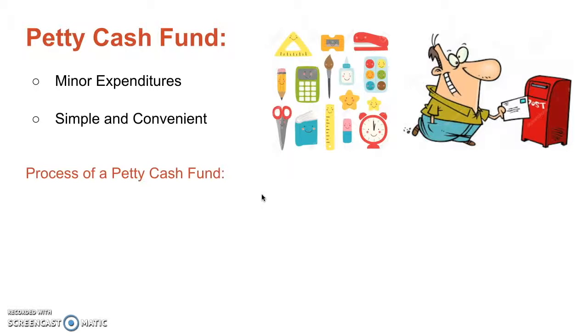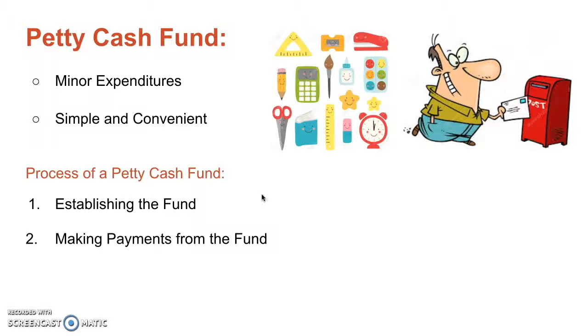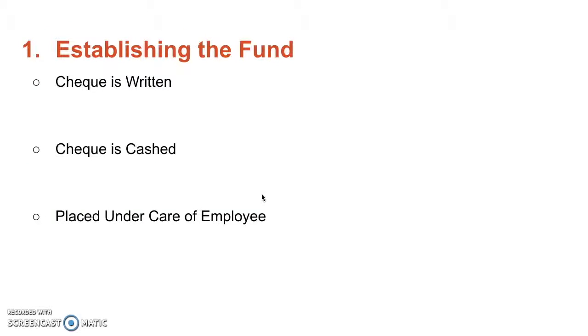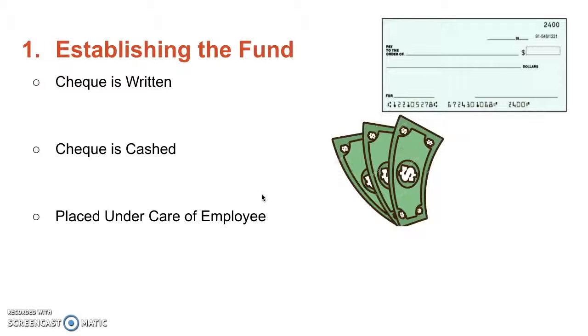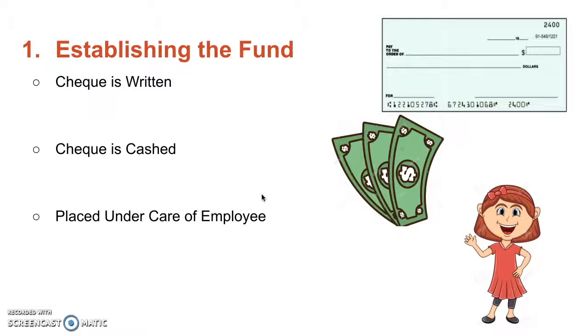Petty cash funds involve three activities. Firstly, establishing the fund, then making payments from the fund, and lastly, replenishing the fund. To establish a petty cash fund, a check is written for the desired amount of the fund. The check is then cashed and placed under the care of a designated employee. A journal entry is then made to record the establishment of the fund.